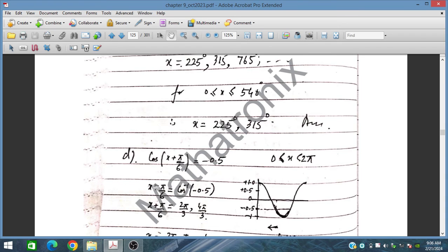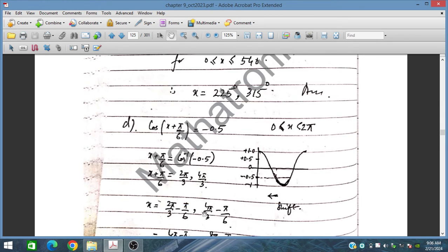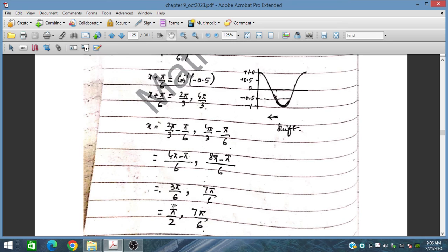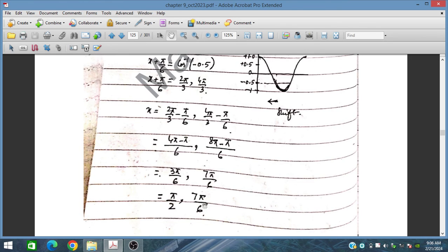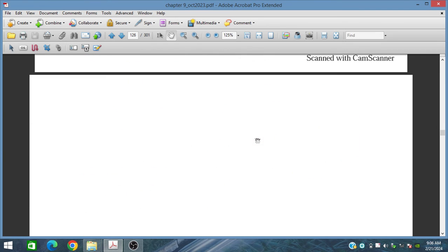Similarly, for this D part, we have from 0 to 2 pi, minus 0.5, and we know that this is in the second and third quadrant. So taking the inverse of this, the second quadrant is 2 pi by 3, which is 120 degrees, and this is 240 degrees. And from this we subtract pi from both values. So we get x in terms of pi by 2 and 7 pi by 6. So this is question number 4.